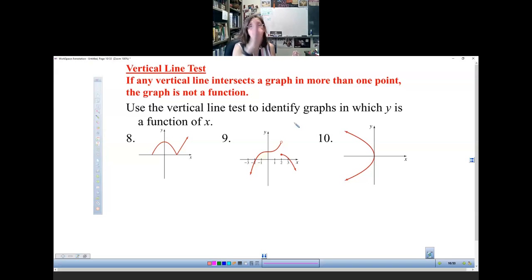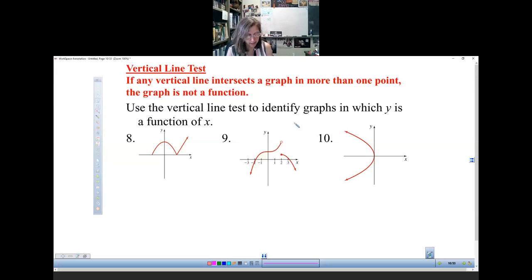So I'm going to do number 8 for you, and then I want you to do 9 and 10 and determine function, not a function. And I want you to send me a private message, because if you send it to everybody, then nobody else has to do anything. So send me a private message as to whether 9 and 10 are functions or not functions.